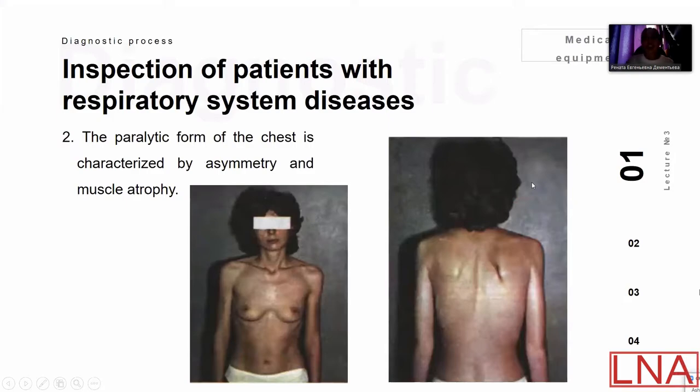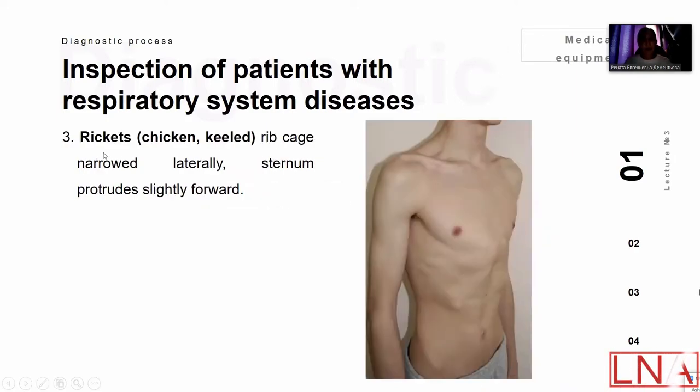Next pathological type of chest, the paralytic form of the chest, is characterized by asymmetry and muscle atrophy. And look at this woman, we can determine asymmetry in the structure of the two halves, and a very high degree of muscle atrophy. Next. It's rickets or chicken keel, yes?